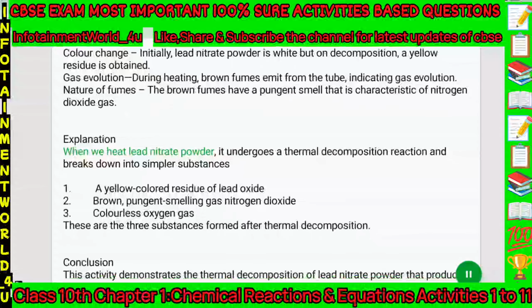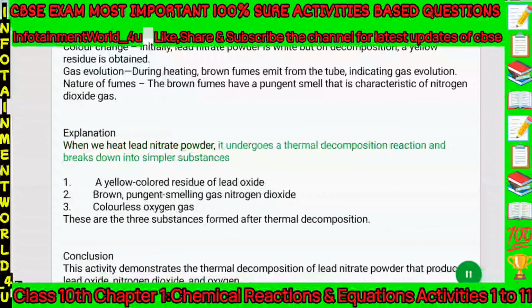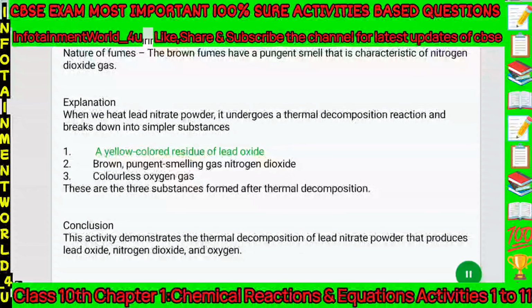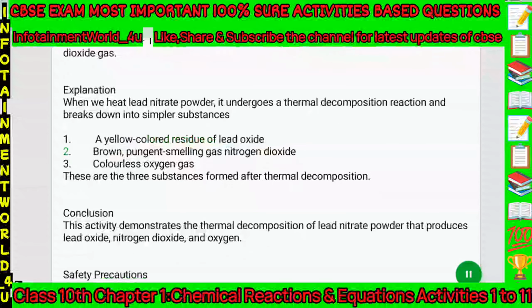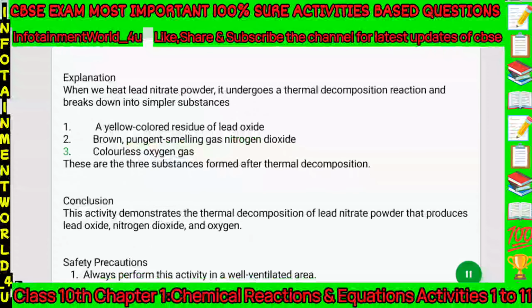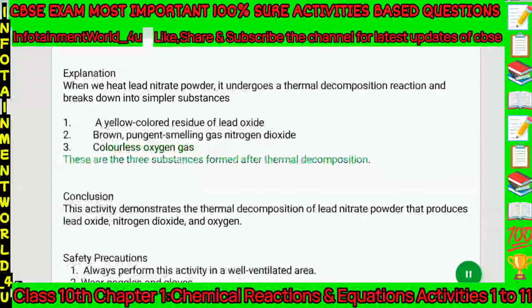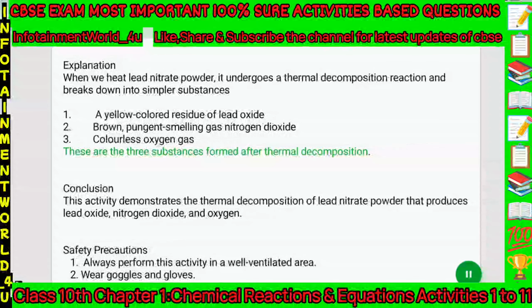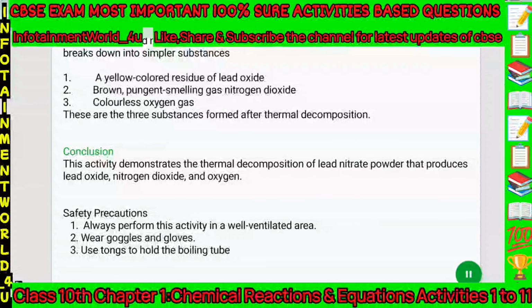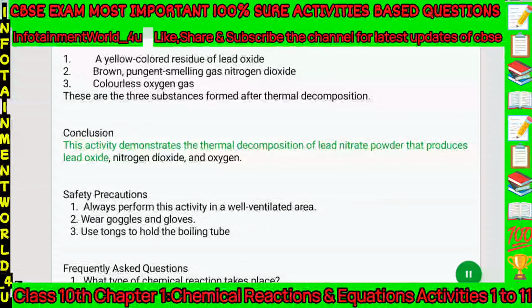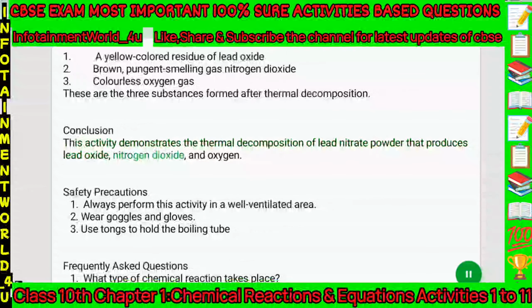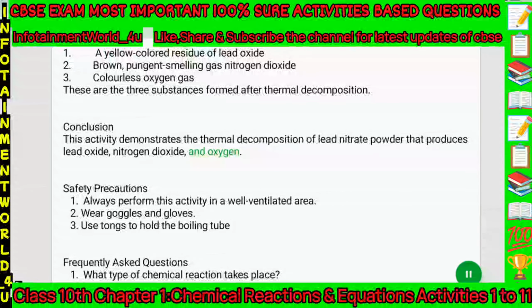Explanation. When we heat lead nitrate powder, it undergoes a thermal decomposition reaction and breaks down into simpler substances. 1. A yellow-colored residue of lead oxide. 2. Brown, pungent-smelling gas nitrogen dioxide. 3. Colorless oxygen gas. These are the three substances formed after thermal decomposition. Conclusion. This activity demonstrates the thermal decomposition of lead nitrate powder that produces lead oxide, nitrogen dioxide, and oxygen.